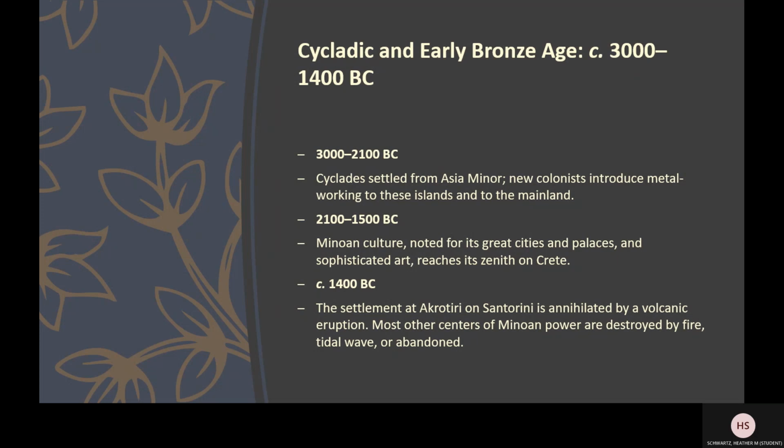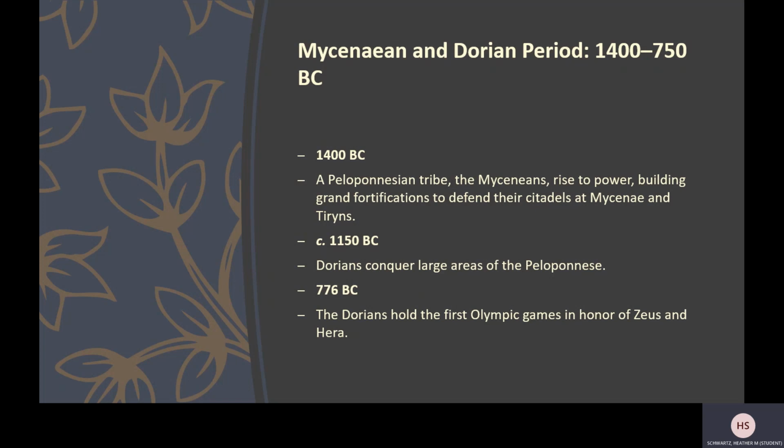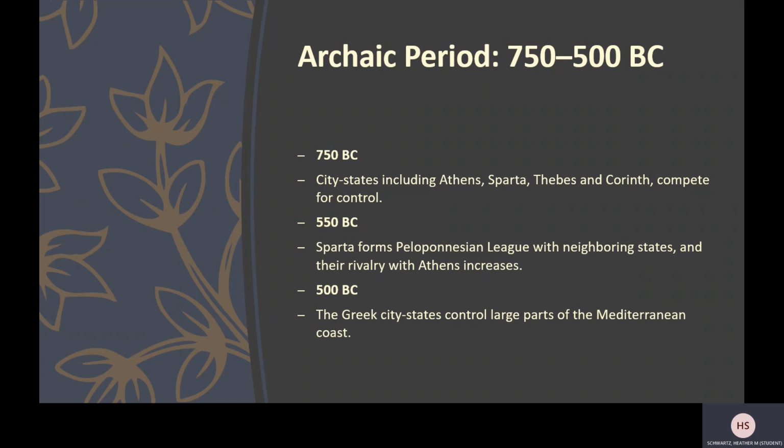This next time period ranged from 1400 to 750 BC, and major events occurred during 1400 BC, circa 1150 BC, and 776 BC. The next time period was from 750 to 500 BC. Major events happened in 750 BC, 550 BC, and 500 BC.